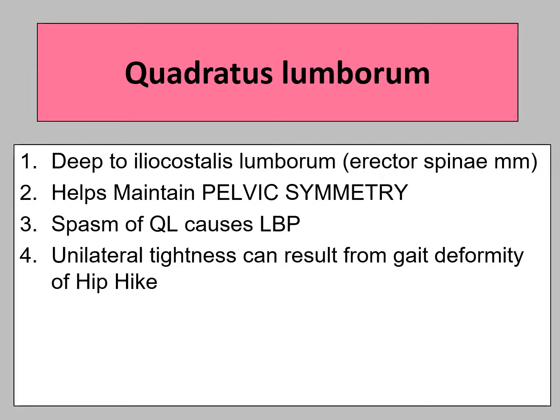Unilaterally, it can do a hip hike, which is often a common gait deformity or compensation, especially with patients who have weak hip flexors, or if they are being maintained in a non-weight bearing status. If patients have a spasm or tightness of their quadratus lumborum, especially unilaterally, it can present as low back pain because of its attachment on the lumbar spine. If they are in symmetry, they will help to maintain the pelvis in symmetry.